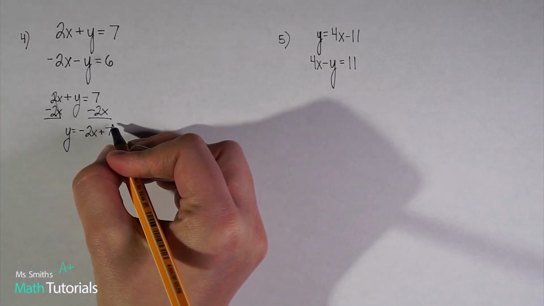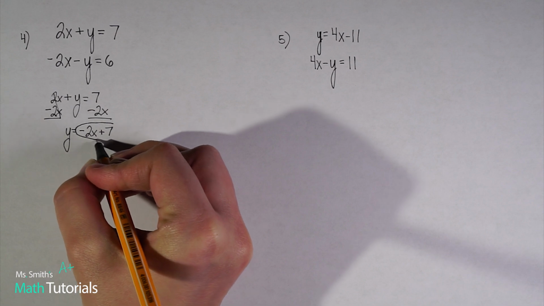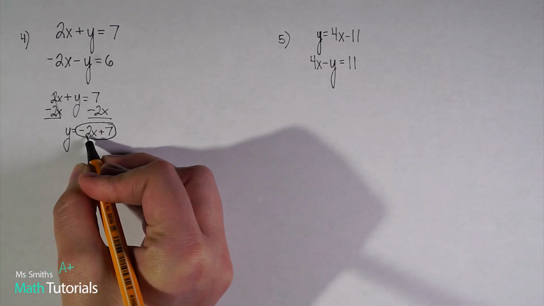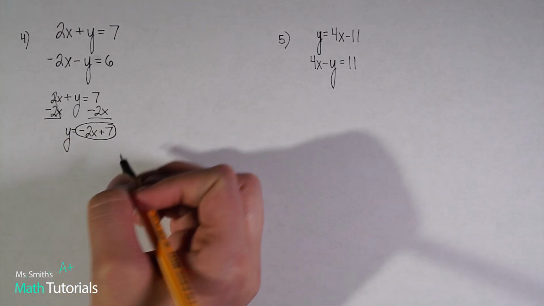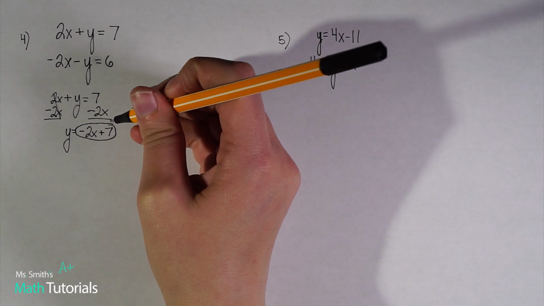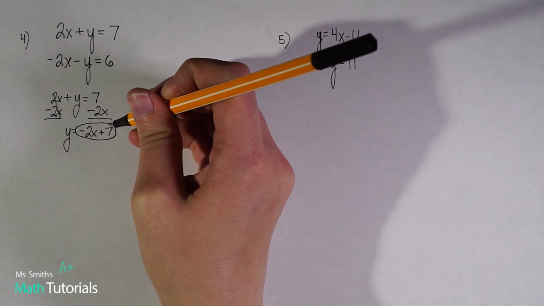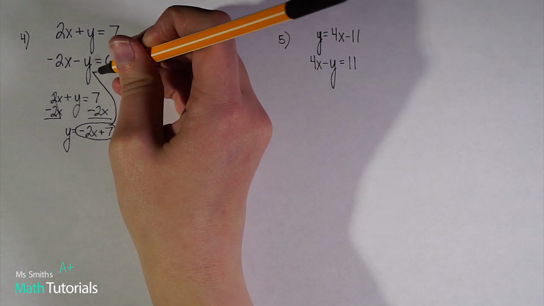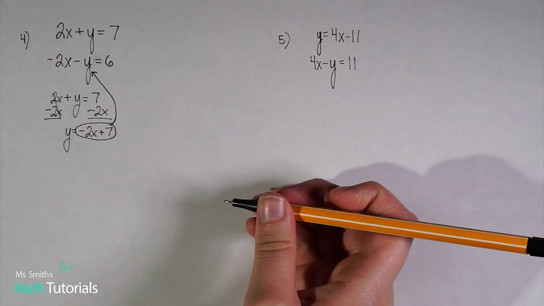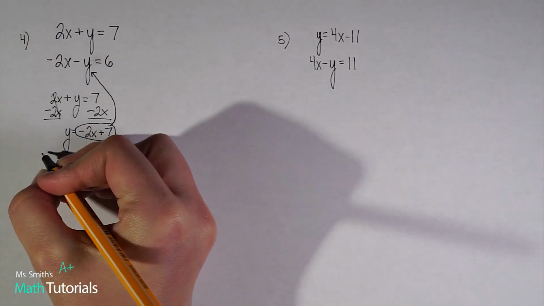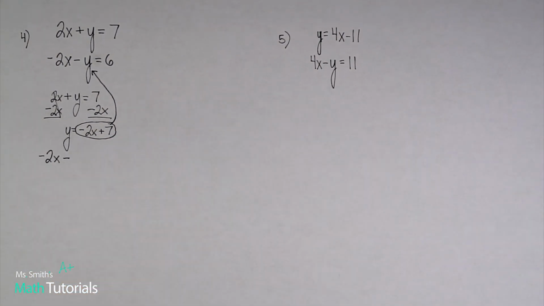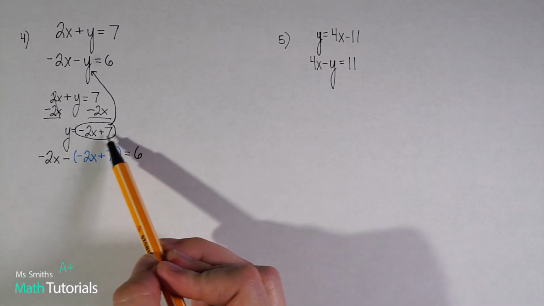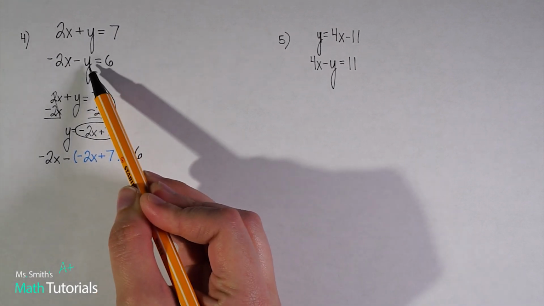So I can take this, if y equals negative 2x plus 7, I can plug that into my other equation for y. So I'm going to plug it in right there. So let's rewrite that bottom equation. Okay, so I've just taken what I know y equals and substituted it in here for y.